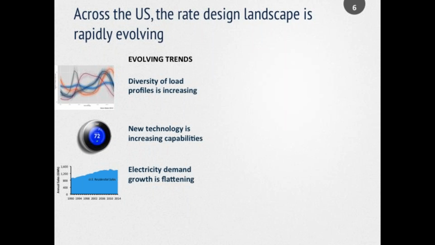The diversity of customer load profiles is increasing. There's been some really interesting work OPower and others have done to unbundle this and really understand that customers are becoming more diverse in how they use electricity. Secondly, new technology is increasing capabilities. We're all familiar at this point with the ubiquitous Nest thermostat, which is just one example of many different types of technologies coming onto the market that are really changing the way customers can use electricity. And lastly, electricity demand overall is starting to flatten out, both for residential customers and for customers at large.